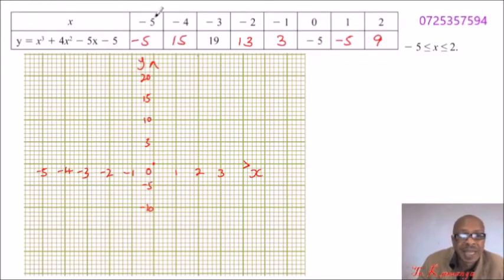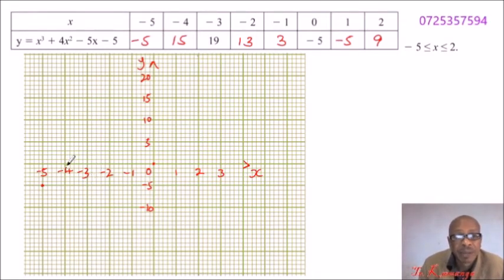When x is minus 5, y is minus 5. So that's where we put our point. You can use a dot or you can use an x like that. Both are okay, whichever you are comfortable with. But for me, I'm going to use the dots.